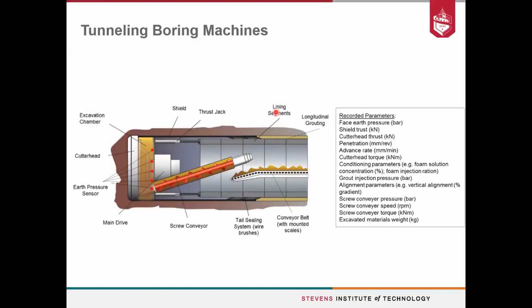During the operation of these machines, the TBMs record hundreds of parameters every 10 seconds. So the TBMs are equipped with sensors that are capable of recording large sets of data. And what we have here on the right are some of the most important recorded data sets.